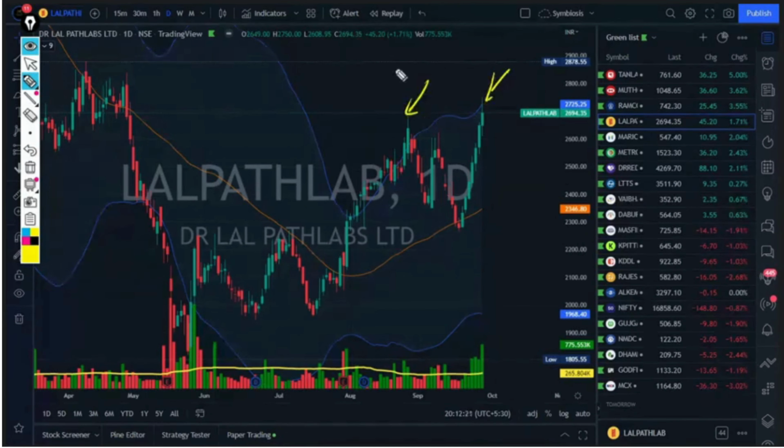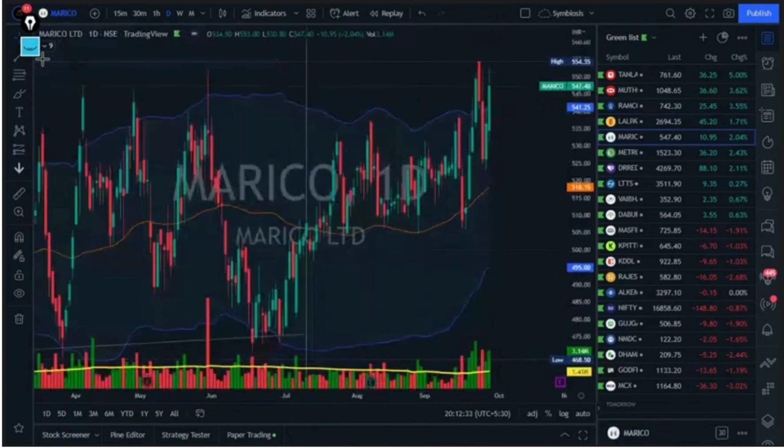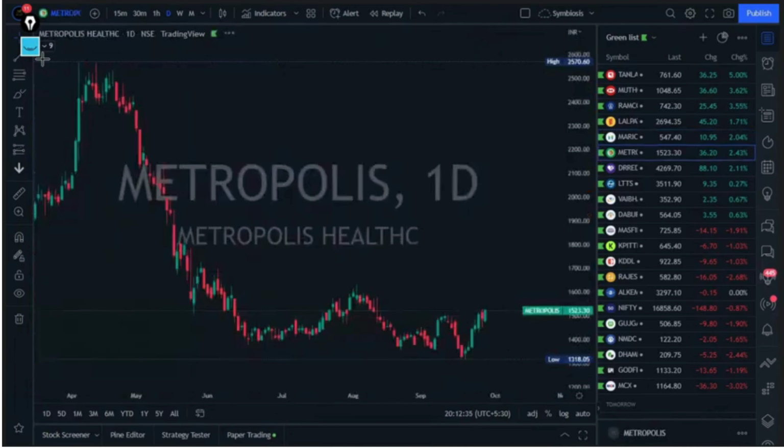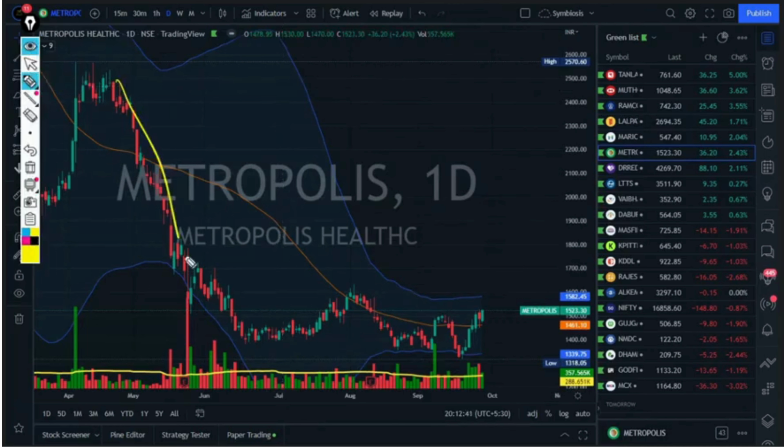If you want to notice the sell pressure here, every time it has touched the upper band, there is a sell pressure available here. So I don't want to take that risk. So this is not suitable for me. So I'm not going to trade on this one, right? Likewise for Marico. But if you look at, say, Metropolis, this could just be the start of the journey.